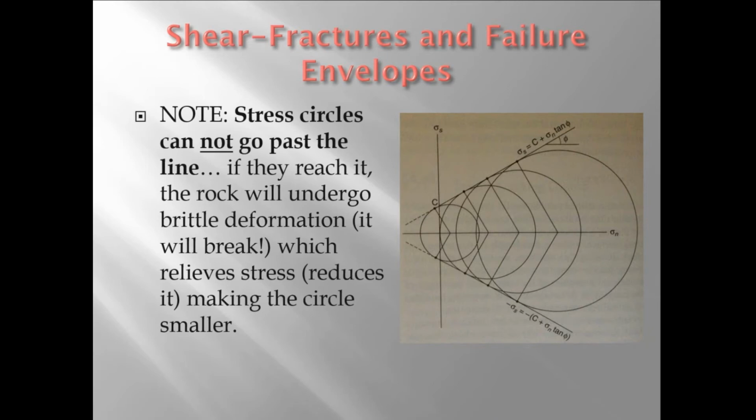Now, stress circles can never cross that failure envelope, ever. Not even briefly. As soon as the stress is such that the circle touches that line, the rock breaks. It transfers some of that stress energy into cracking, and the circle shrinks. So every time it touches that line, the rock breaks and the circle shrinks. That's why it'll never go across that line.